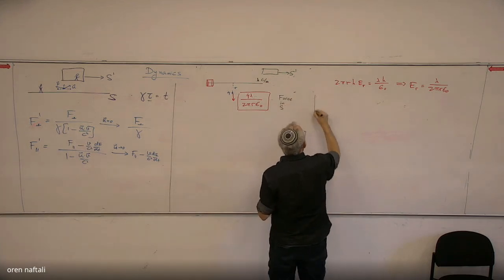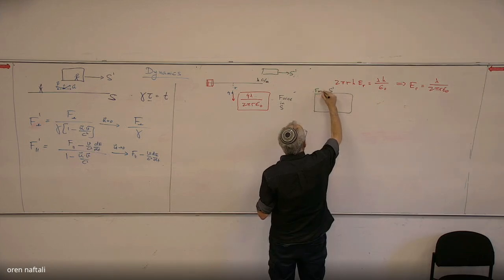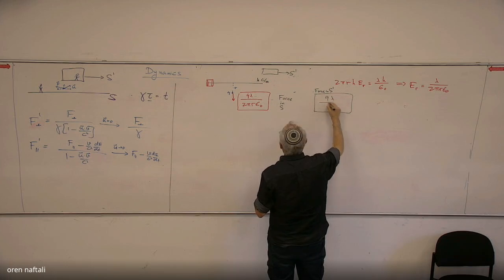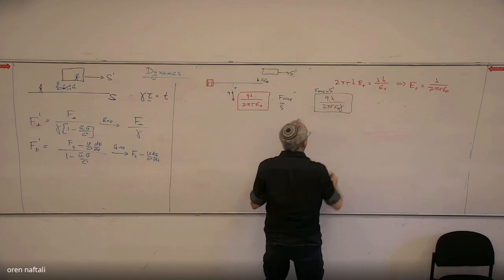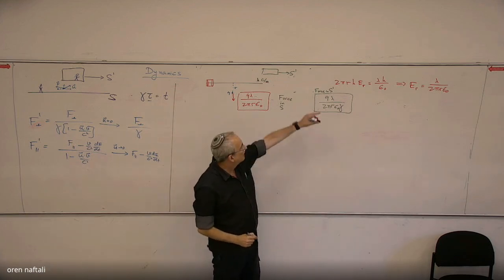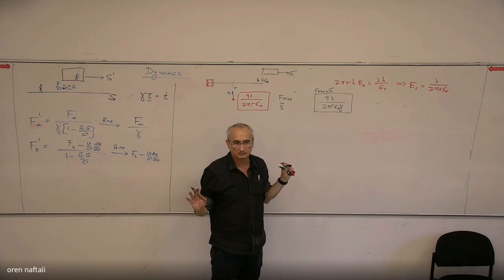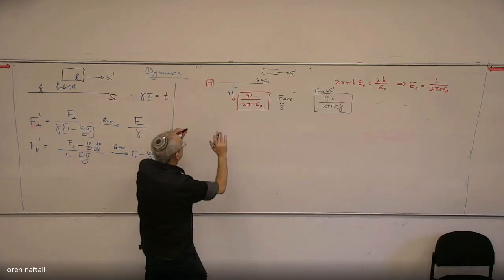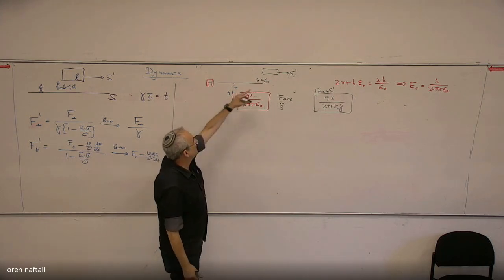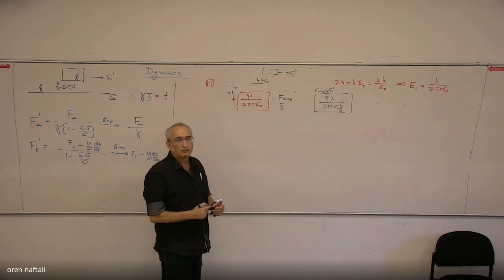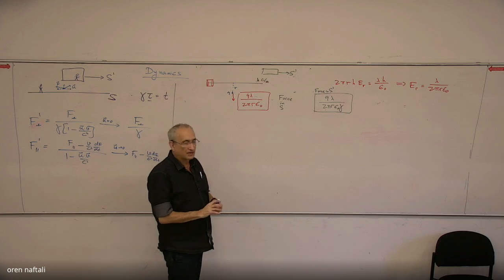And in S prime, we will get Q lambda divided by 2 pi r epsilon 0 times gamma, where gamma has to do with the relative motion of the velocity of S prime with respect to S. Okay? Fine. This is one type of calculation. We have calculated the force here. Now let's do another calculation for the same thing.